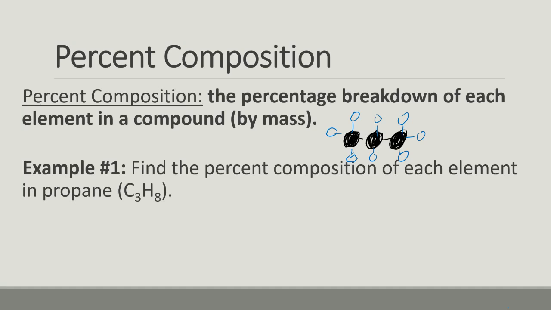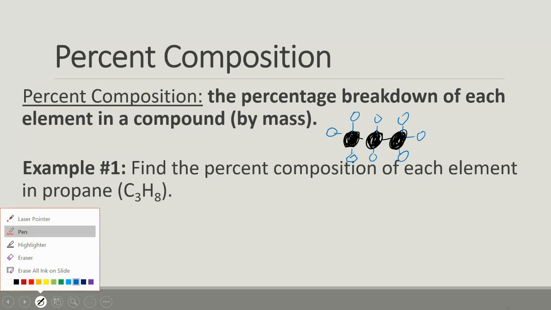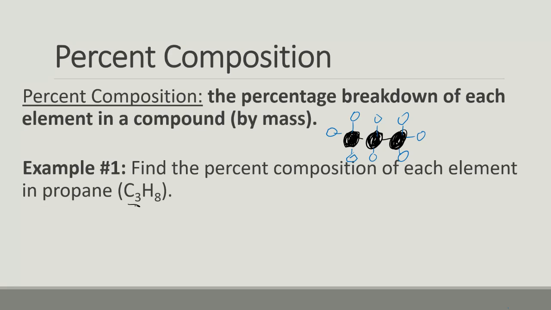So the question is, what percent of this is the black carbon, and what percent of this is the white hydrogen? And the way you figure that out is you do just like we've been doing. You're going to multiply the carbons. There's 3 atoms, and each one weighs 12. So that's a total of 36. And then you're going to look at the hydrogens, and there's 8 atoms.